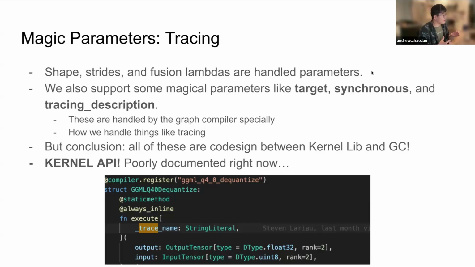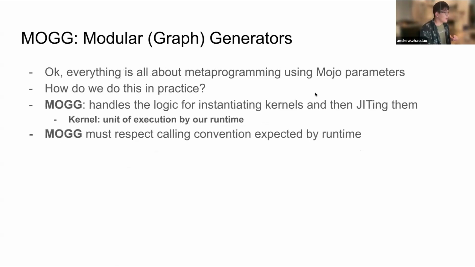And all the stuff I described is what we call the kernel API, how you are supposed to write kernels in specific ways in order to have a form that the graph compiler can manipulate and instantiate these right parameters. So everything I described about the problems of specialization, fusion, and all these other parameters is really about instantiating the right parameters, which is how you do metaprogramming in Mojo. So it really shouldn't be something super special or difficult. And what layer does this proper instantiation of the kernels and handles all of this logic? Well, we call it MOG, which stands for Modular Graph Generators.